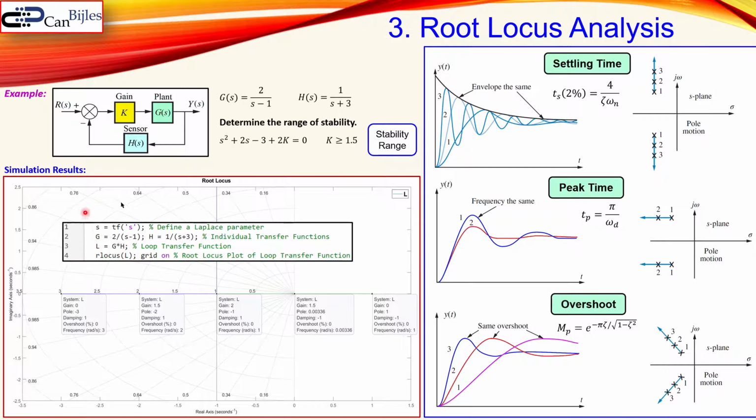And again, for this plot, you can use this script. So define first a Laplace parameter, and then g and h as given here. Make the loop transfer function, just multiply the g and h, and then do rlocus for this loop transfer function, and you'll get this plot, and you can then label some points.